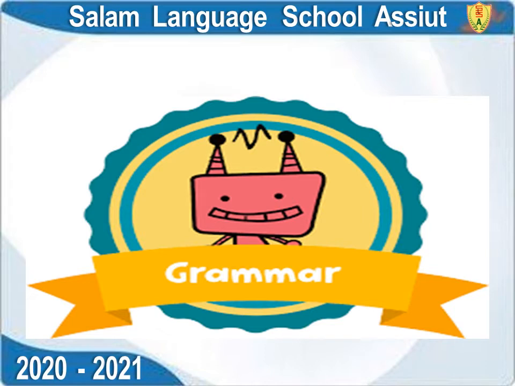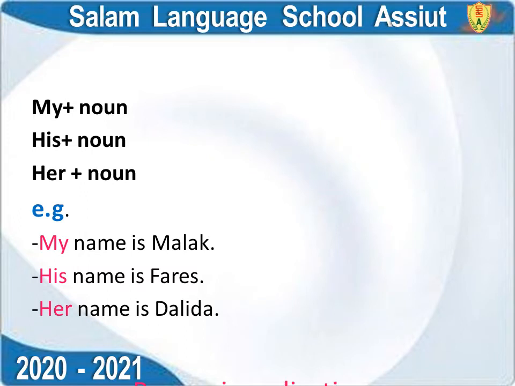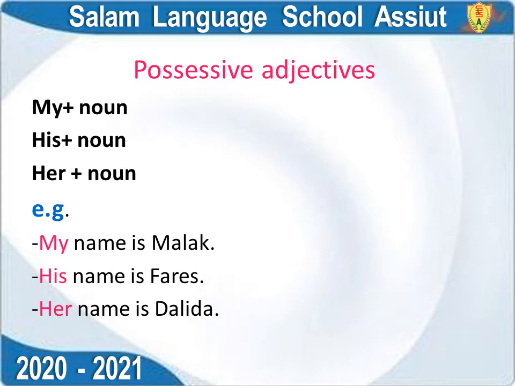Let's study the grammar of this unit. Possessive adjectives, صفات الملكية. My plus noun, his plus noun, her plus noun. My ملكيتي أنا. His ملكيته هو. Her ملكيتها هي. For example, my name is Malak. His name is Ferris. Her name is Dalida.